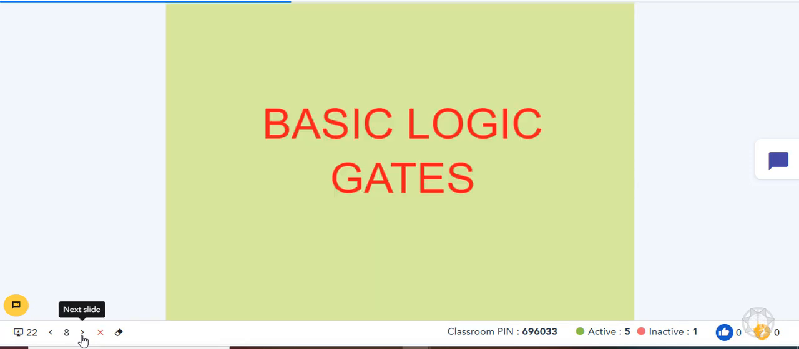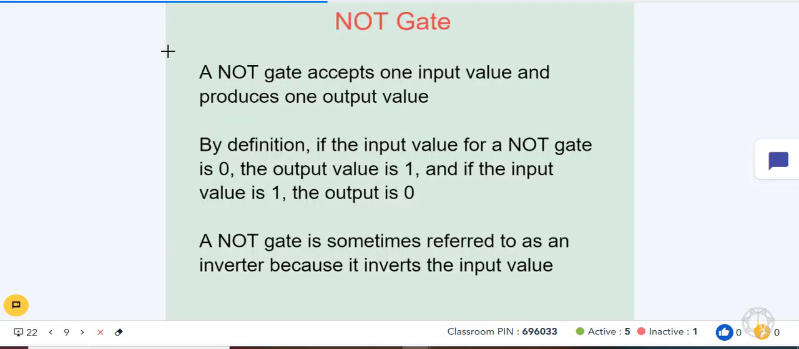First one is NOT gate. A NOT gate accepts one input value and produces one output value. That means in a NOT gate there will be only one input and only one output. From the name you can analyze: if the input is 0, the output will be 1. Vice versa, if the input is 1, the output will be 0. That's why a NOT gate is sometimes referred to as an inverter, because it always inverts the input value. 0 to 1, 1 to 0.